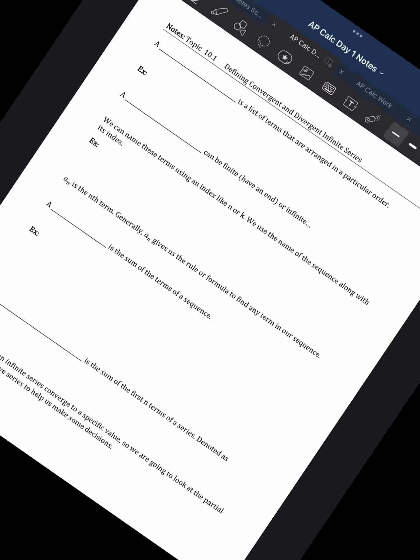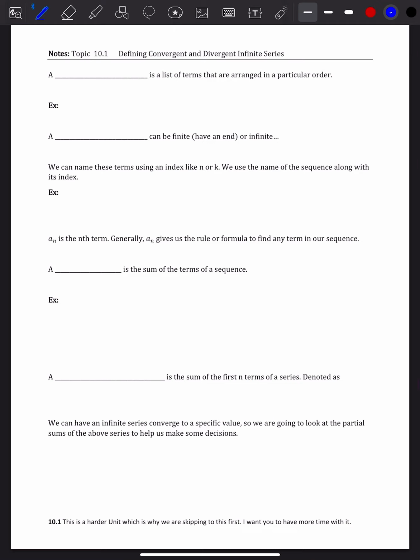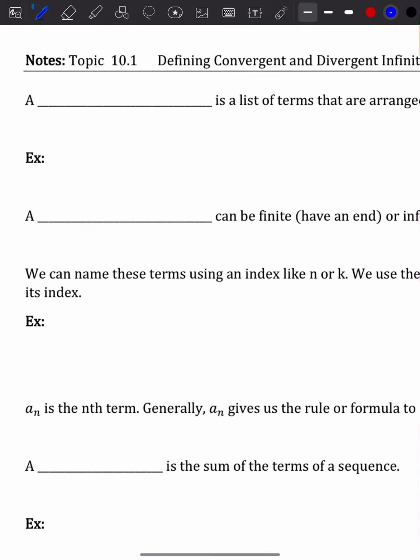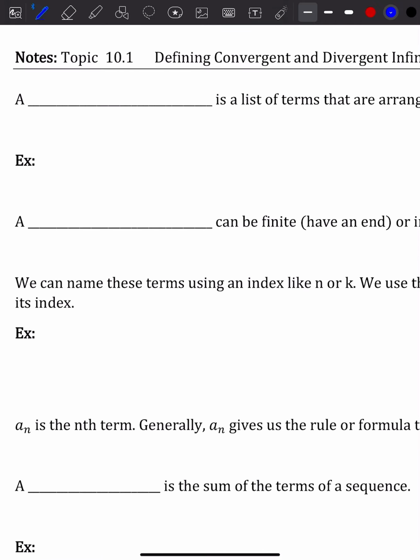So we're getting started on Unit 10, Sequences and Series. This is one of the biggest Unit 10 BC things that we can talk about, and this first part is laying the groundwork for a lot of things. So a sequence is a list of terms that are arranged in a particular order.